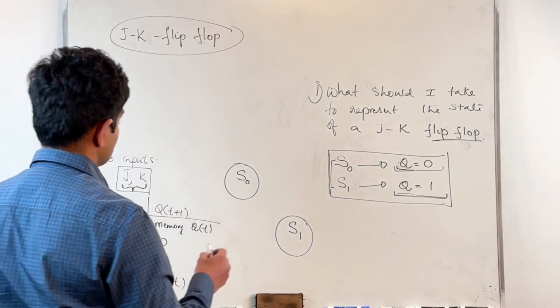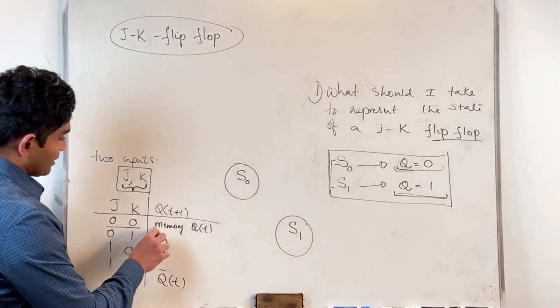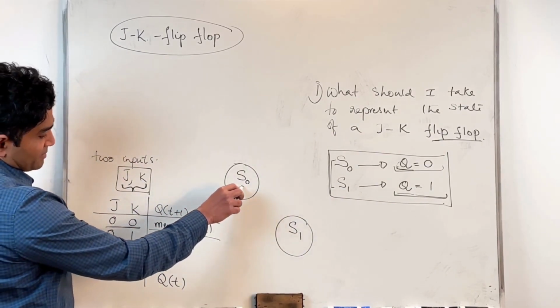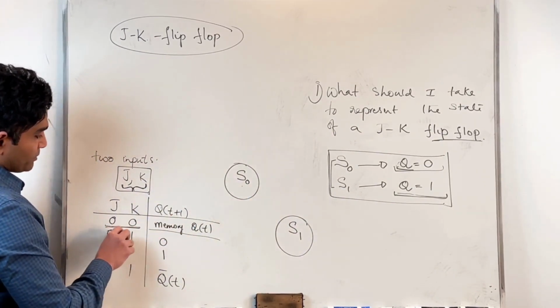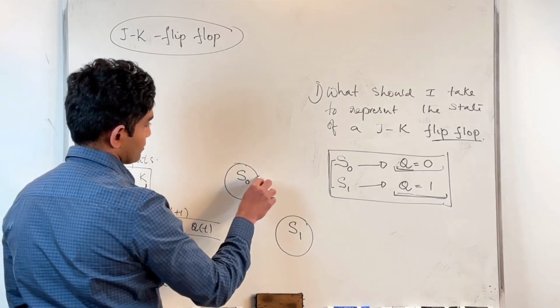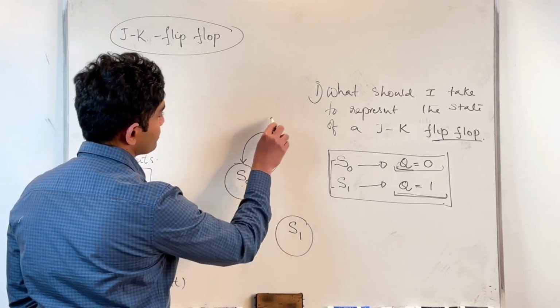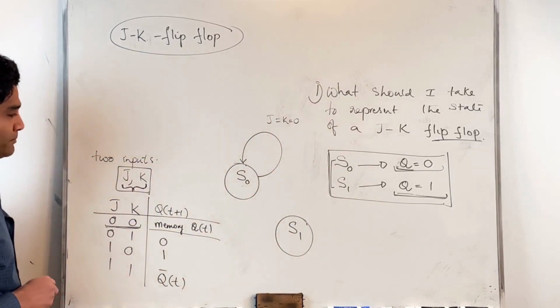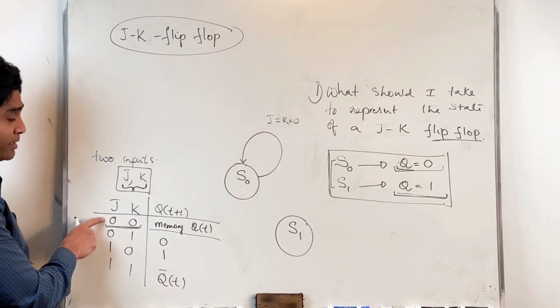Okay, very good. So remain in the same state, because that's the memory state. With J equal to K equal to 0, if I'm in this state with these inputs, I remain in the same state in the future as well. So J equal to K equal to 0, I go back to the same state. Okay, so I'm done with this particular combination.